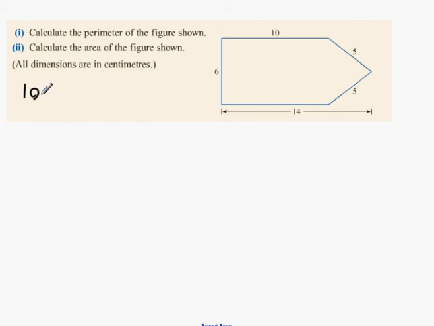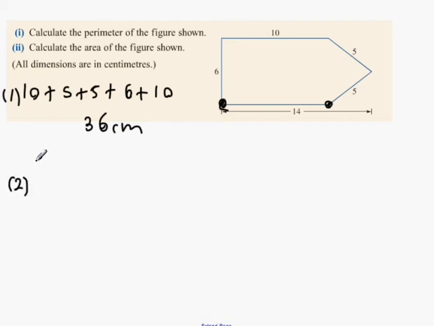Yeah, but you did 10 plus 5 plus 5, yeah? Plus 6. And then this from here to here? 10. It's also 10. And you got a grand total of 36. 36 what? Centimeters squared or centimeters? Oh yeah, it tells you all dimensions are in centimeters. So 36 centimeters.